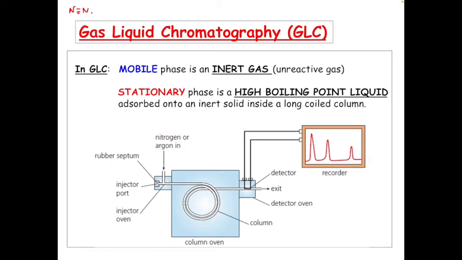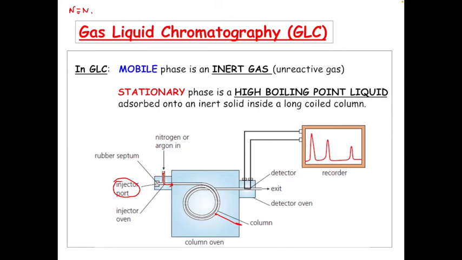The stationary phase is a high boiling point liquid which is absorbed into an inert solid inside a long coiled column. So that's a column in here, and that's long and coiled. It might have that liquid coating the inside. You can see a wee injector port here. A needle goes into that, the gas goes through, and whatever you've injected through the needle is picked up by the gas, and then that goes round.